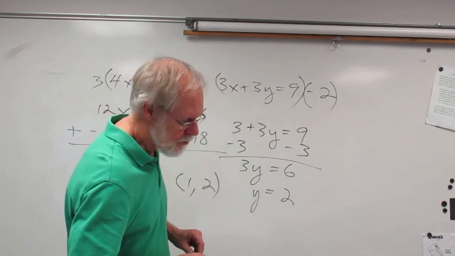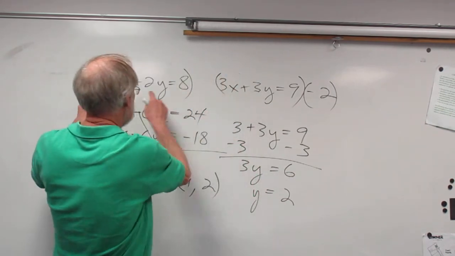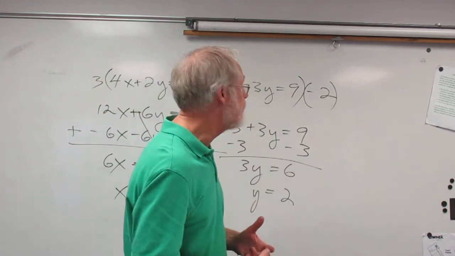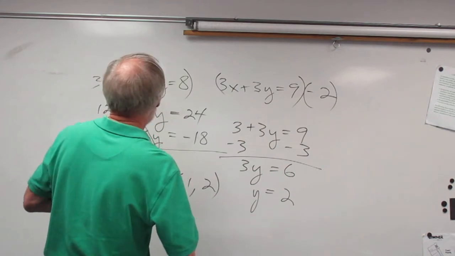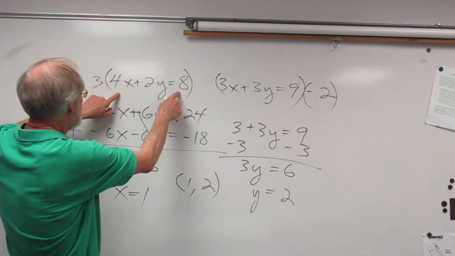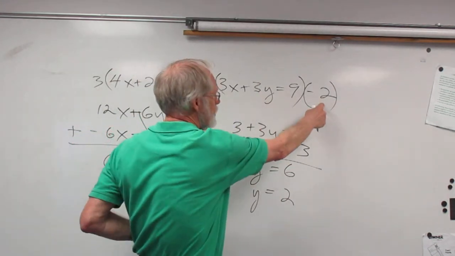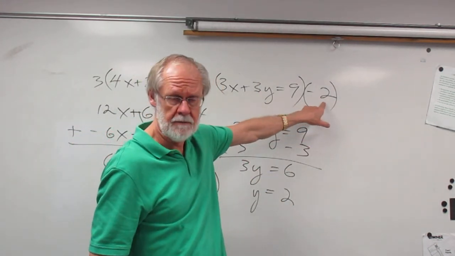And that's the more complicated version where you have to multiply each equation by a different number. It's okay to multiply each equation by a different number as long as you multiply all the terms in this equation by the same number and all the terms in this equation by this same number. Okay?